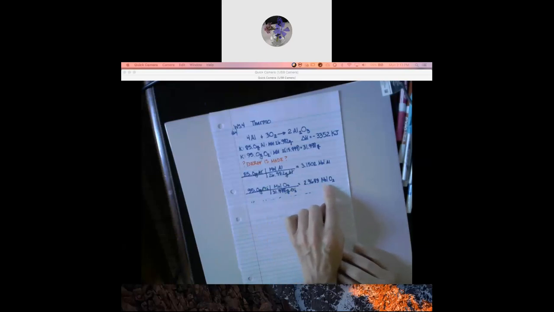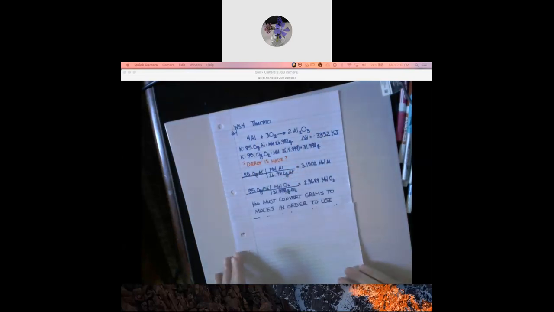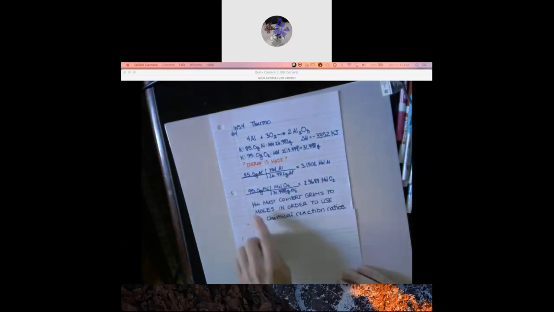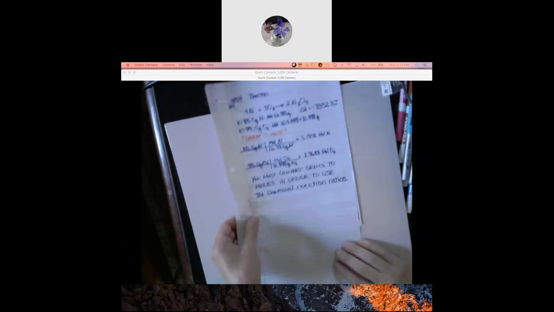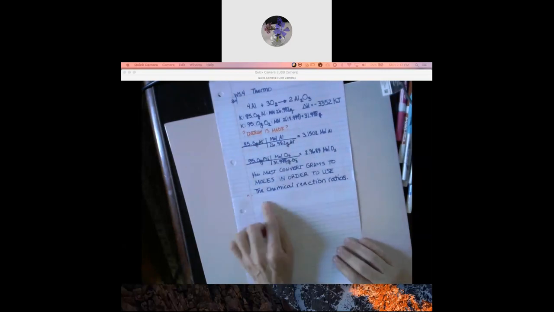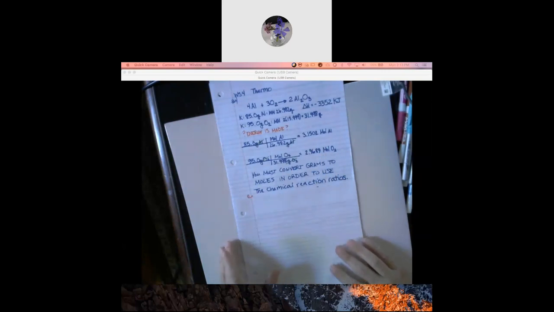So now I'm in moles, and now I can use the mole ratios of my reaction. So right here, just to reiterate, you must convert grams to moles to use the chemical reaction mole ratios. If you're going to try to be converting this into an amount of energy given off, you need to be using moles to do it.